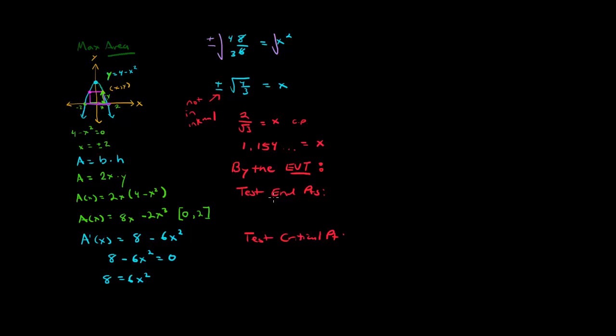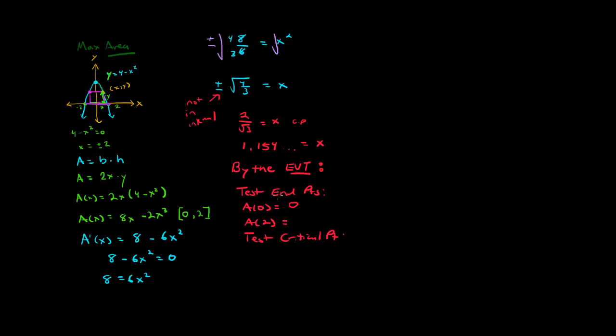So test it where? Well, you want to test it in the original function and compare those y values that we talked about before. So I'm going to do A of 0, and I'm going to do A of 2. So A of 0, let me put 0 into my area function. Well, 2 times 0 is 0. 0 times anything is going to be 0. So I get 0 for that.